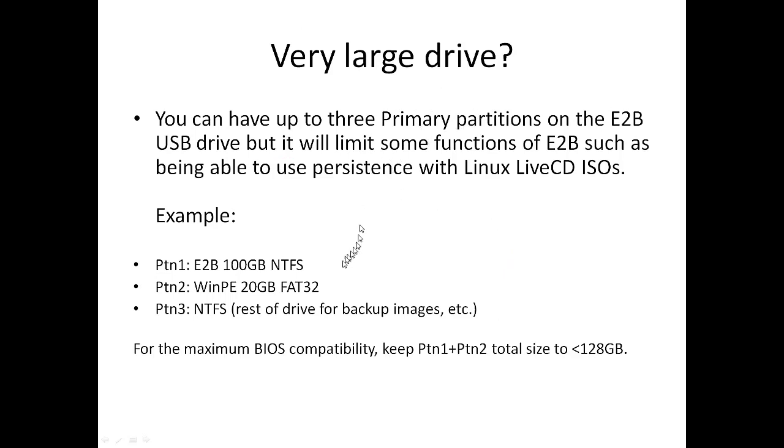If you have a very large USB hard disk, well over 128 gigabytes, you might want to use some of it for backup images, etc., in which case you can divide it into three partitions and use the third partition as an NTFS primary partition to keep backups and other programs. But the first two partitions you can use for Easy2Boot and the FAT32 partition for WinPE files. I suggest you keep the first partition and the second partition to within 128 gigabytes in total, just in case of BIOS compatibility issues. You don't have to, it just depends on what systems you happen to find and how compatible you want it to be on as wide a range of systems as possible.